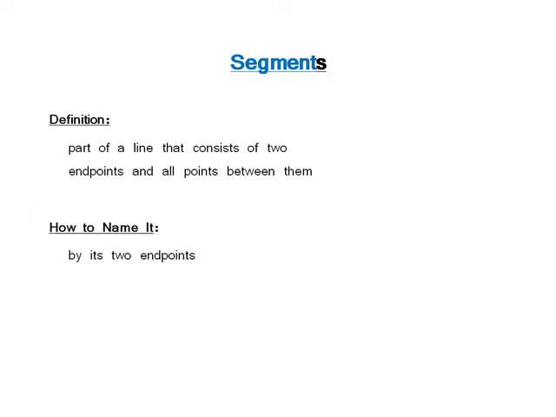All right, now let's talk about a segment, part of a line that consists of 2 endpoints and all points between. So for a segment, it has endpoints. Let's call it RS. And to name it, you name it by its 2 endpoints. So I would name it RS. And then you're just going to draw a little segment on top.